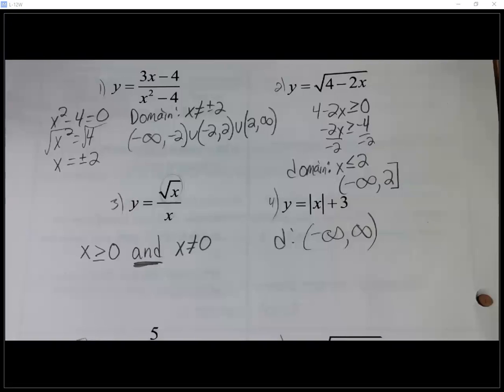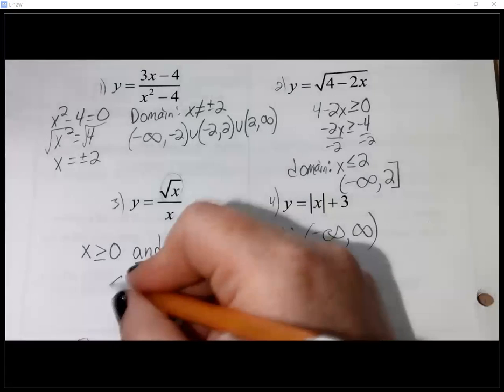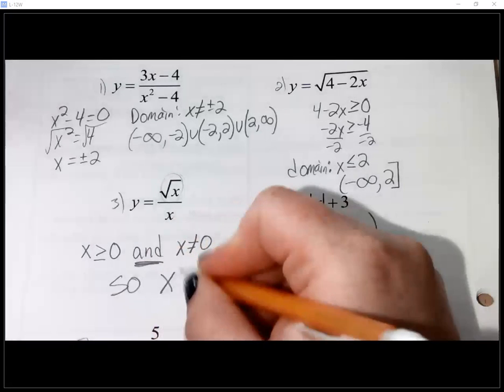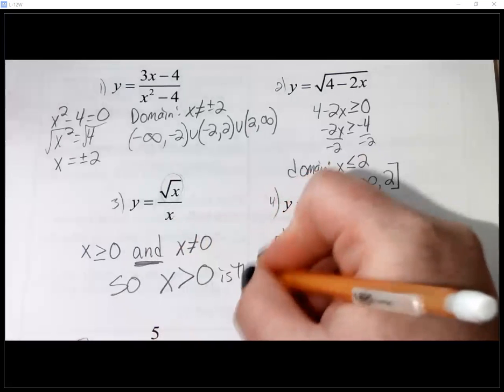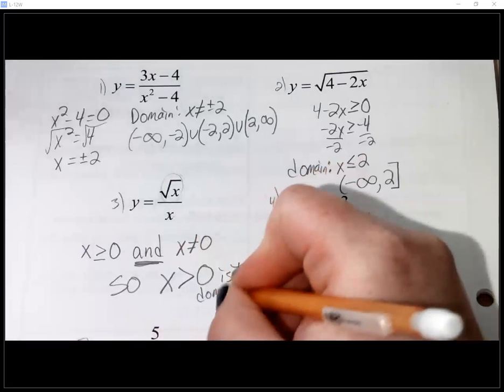Do you see that? If I put these two rules together and I come up with a rule that works for both of them, I'll just say, okay, fine. If X is just greater than 0, it works for everybody. So X must be greater than 0 is the domain. Again, I encourage you to check this.